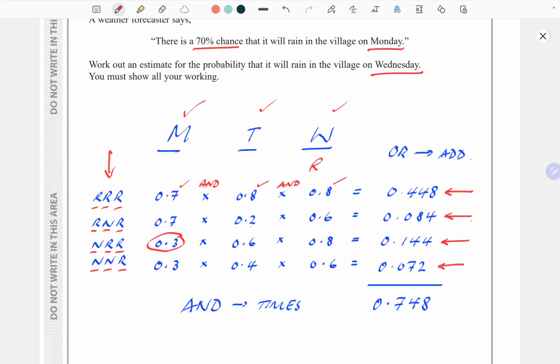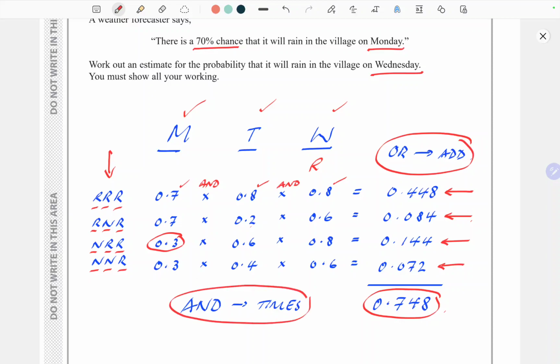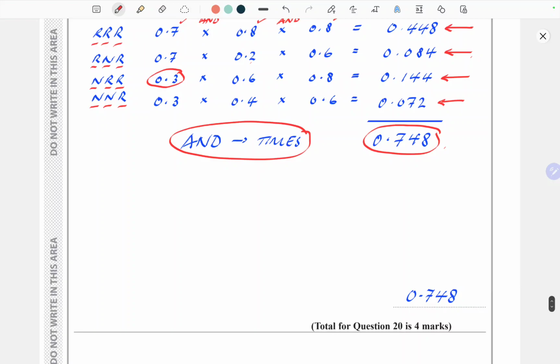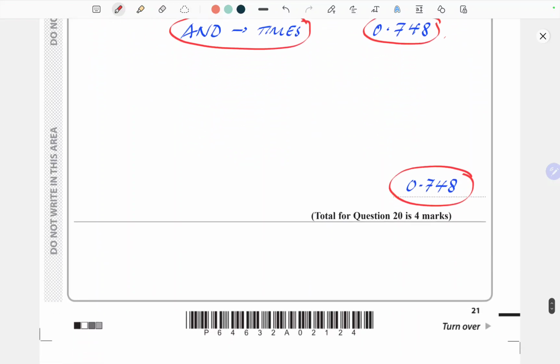And when you have something or something, you add the probabilities. So therefore, your total is 0.748. And as I've said before, if you have something and something, "and" means times. Multiply the probabilities if something and something happens. Add the probabilities if something or something can happen. And therefore your final answer is as you see it.